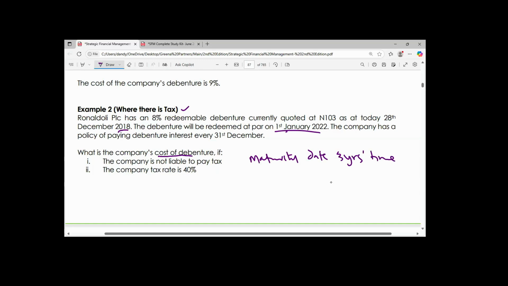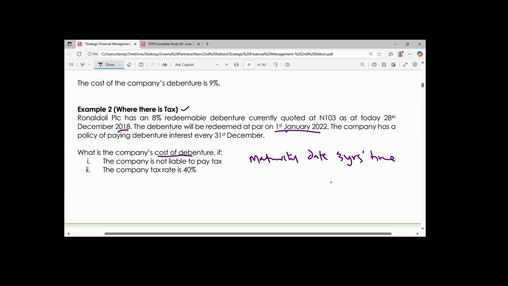So if that is the case, and you are told that the company is not liable to pay tax, then of course it's a redeemable debenture. So you calculate your NPV for positive as well as for negative. Then you calculate your internal rate of return. Then the second one, where there is tax.